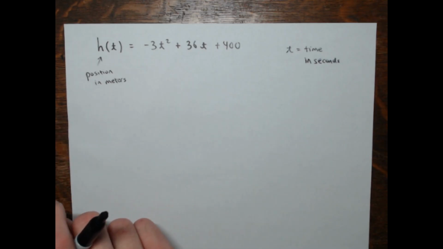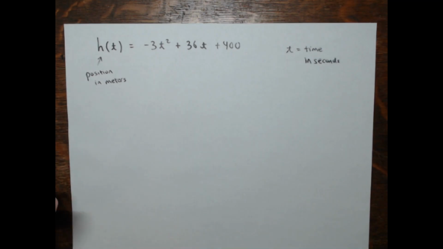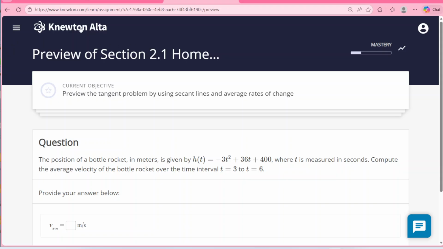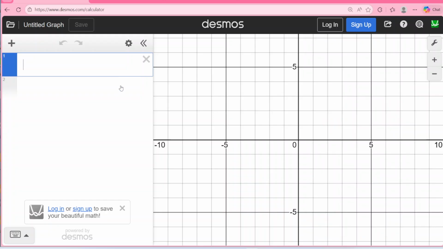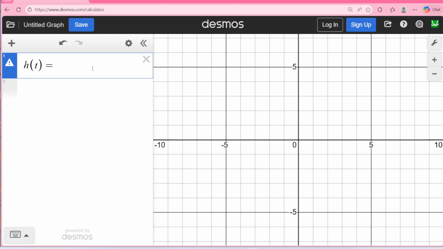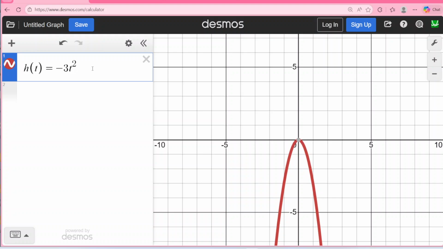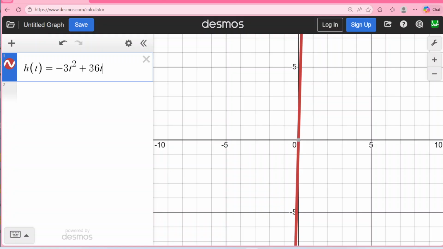Now we could look at a graph of this, right? You don't have to do this, but I'll go to this website called Desmos, desmos.com. Here it is. It's a great free online graphing calculator. And if I enter the function as they gave it to me, h of t equals -3t squared plus 36t plus 400.